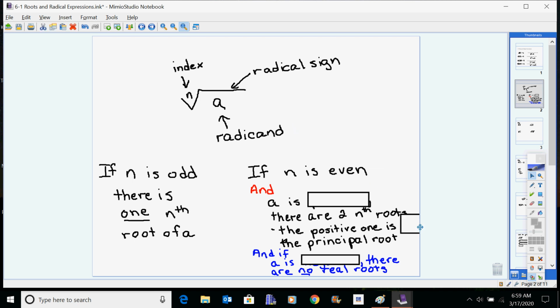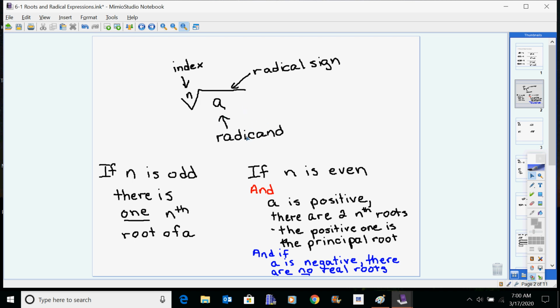So we can use that to talk about the idea that if n is even and a is positive, there are two nth roots. There's a positive one that's called the principal root, and there's a negative one that is the negative root. And once again, if a happens to be negative, in other words, the number under the radical sign, remember we tried to take the square root of negative 4. We got an imaginary number. Well, we're just looking for the real answers right now. So the real answer would be that there's nothing.